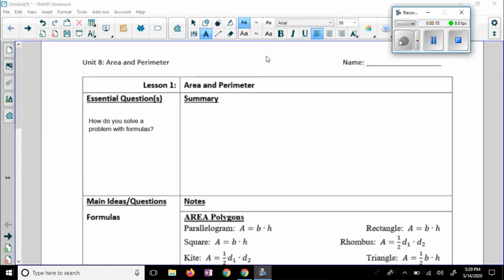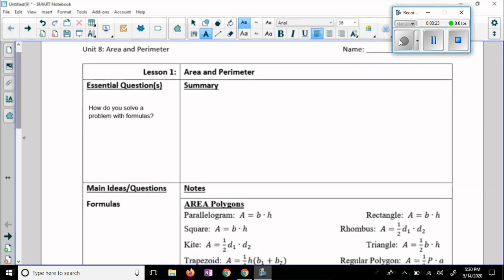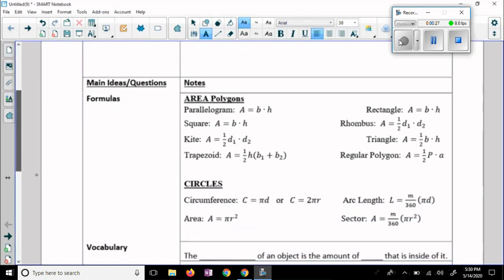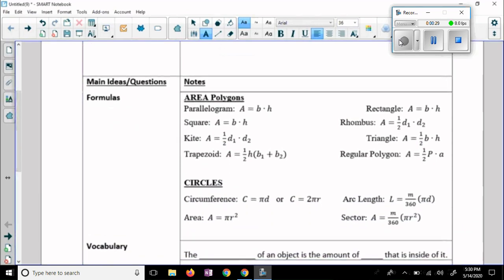This is Unit 8, Lesson 1. There's only 2 lessons in this unit because usually we do this whole teach the class thing and it's the last thing we do for the year. So we're gonna look at how to solve problems using formulas. You're not required to memorize any of these formulas. They'll be given to you on a formula sheet. There's just no need for that.